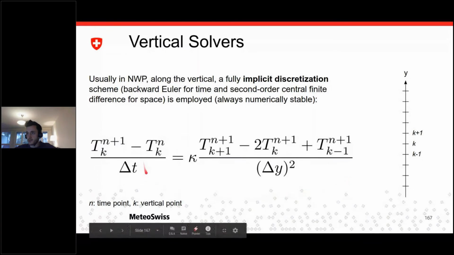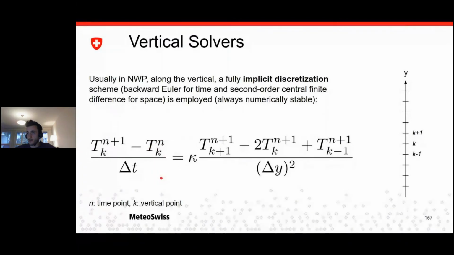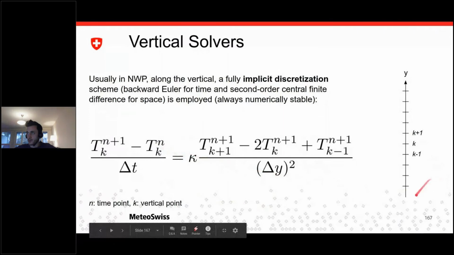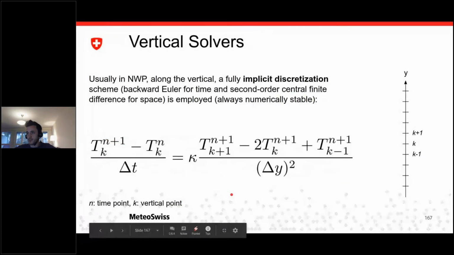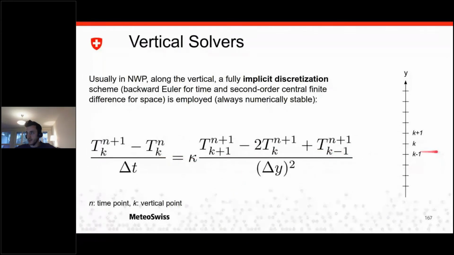So the vector Tn is the vector of temperatures, of course, over the column at the current time step, and n plus 1 is the next time step. So k plus 1, k minus 1 mean the level above and the level below. So we are looking just at one axis.